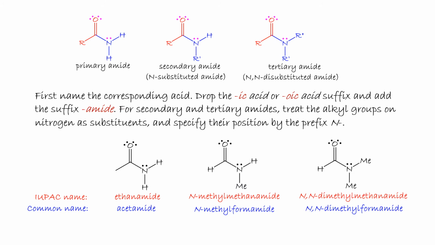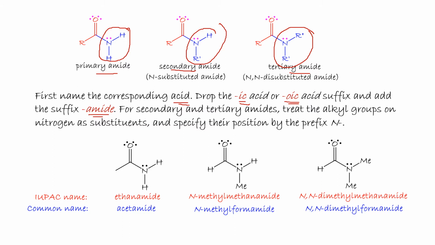We can classify amides as primary, secondary, or tertiary. When the nitrogen is NH2, that's primary. With one alkyl group, R prime, we call it secondary. With R prime and R double prime, it is tertiary. To name it, get the corresponding acid, drop the IC or OIC suffix, and add the suffix amide.